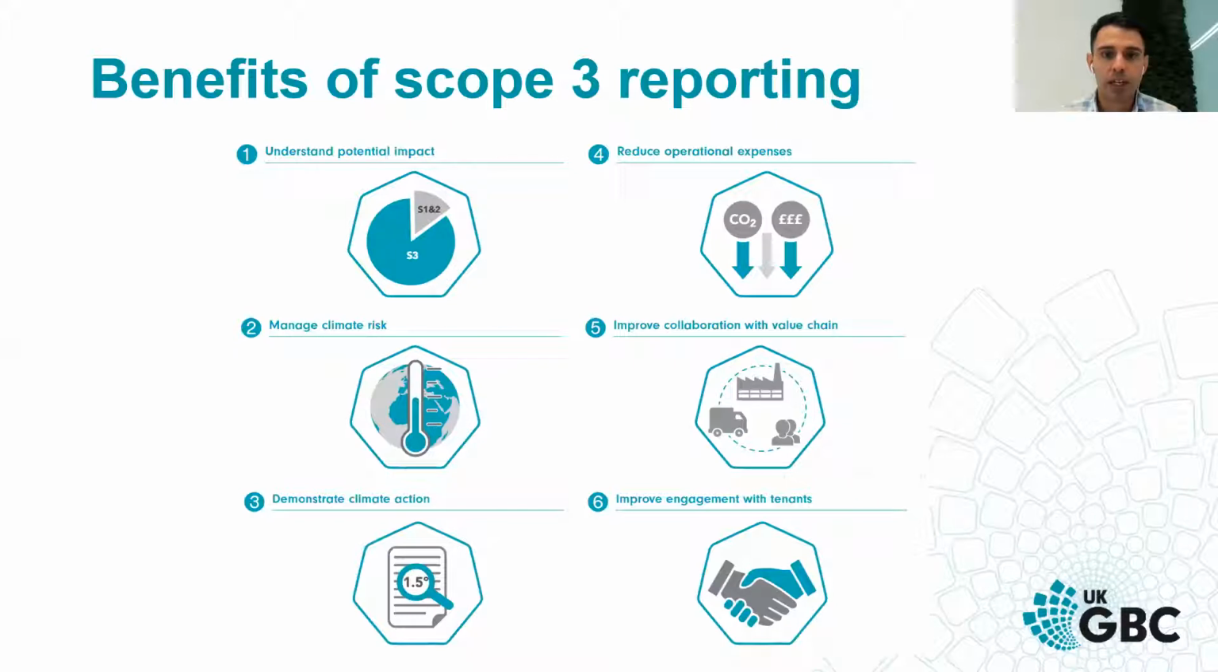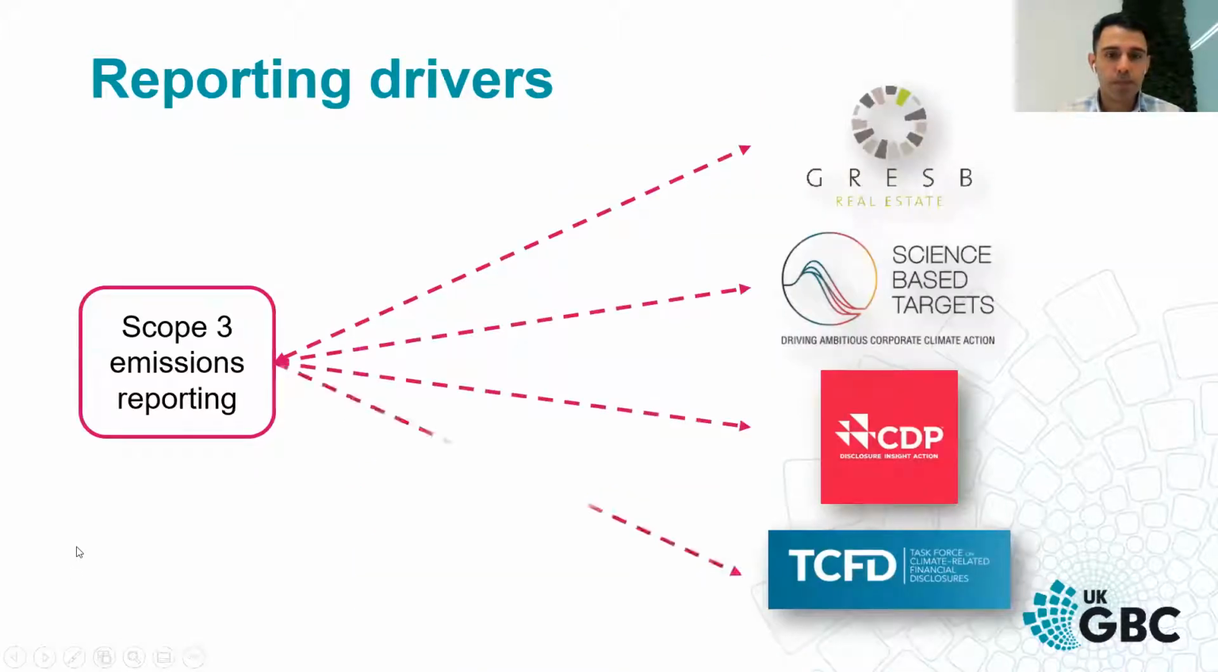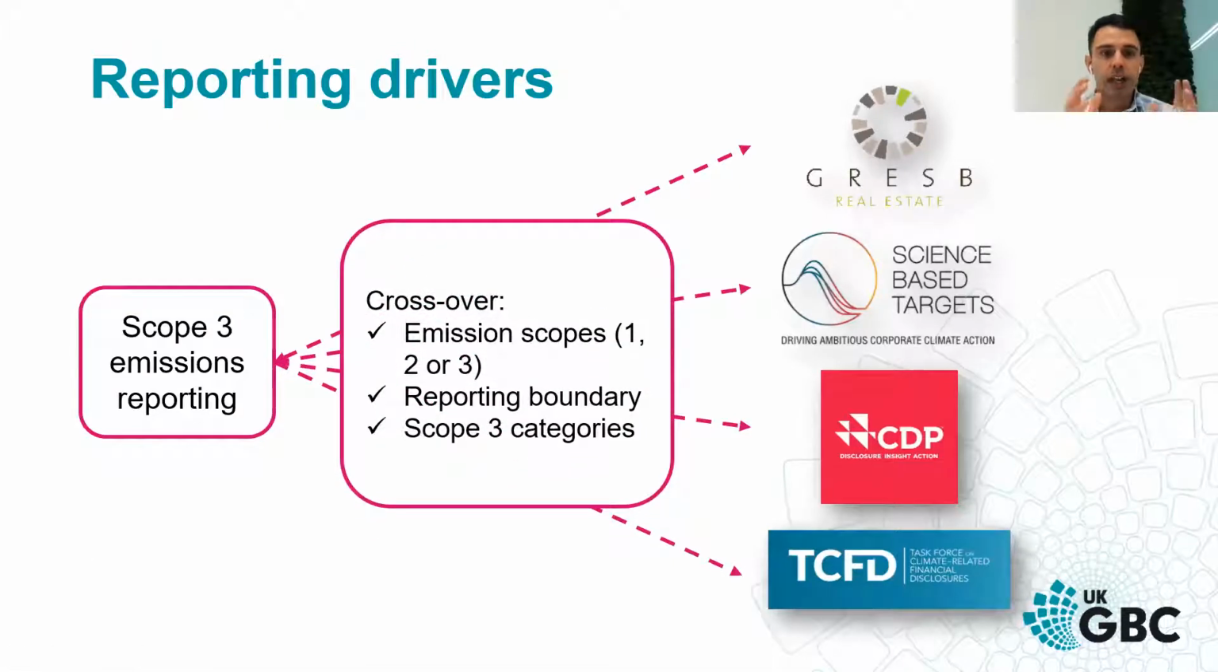Skipping through the next couple, so reducing operational expenses, essentially identifying where your Scope 3 emissions hotspots are can actually unlock opportunities to find efficiencies, both with your supply chain upstream and with your customers downstream. And that final one there, improving engagement with tenants, essentially for owners and investors and property managers, if they can understand what their tenant emissions are and try to ascertain data from them, it can actually help improve and strengthen relationships with customers.